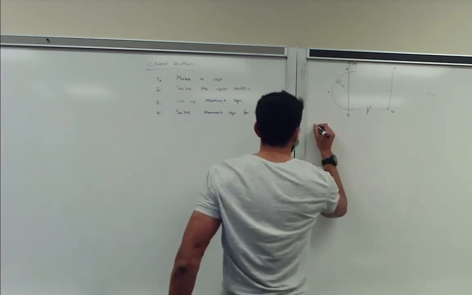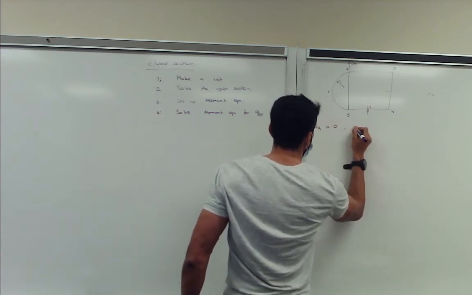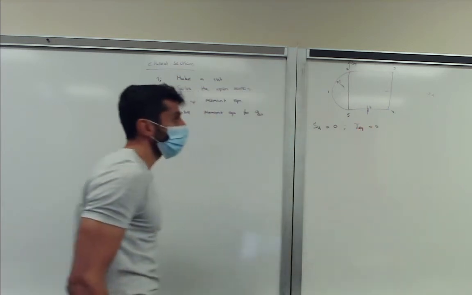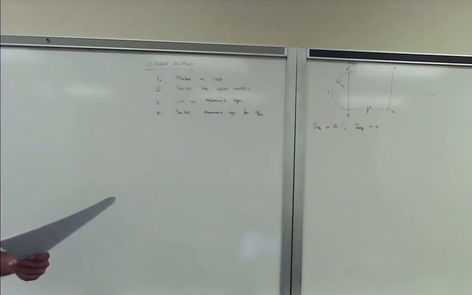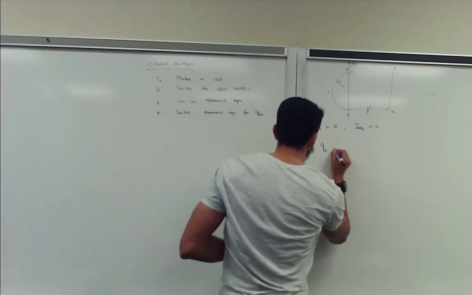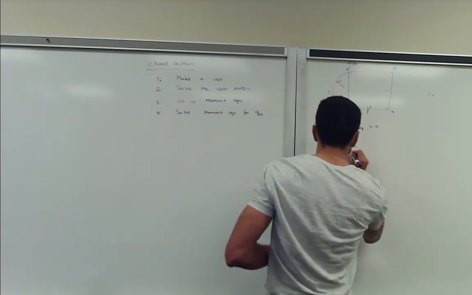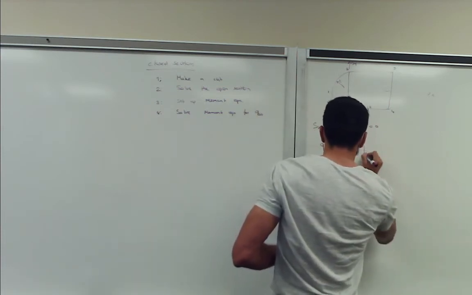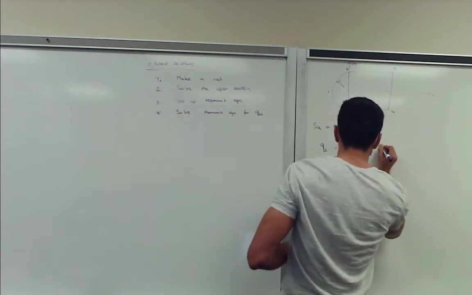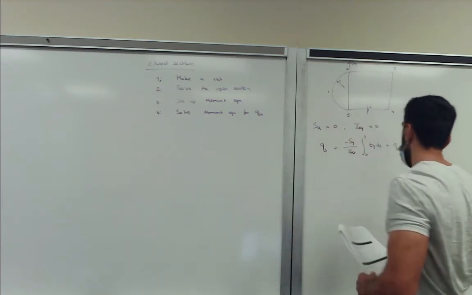So what we have now is Sy given, and we also know that it's symmetric, so Ixy is equal to 0. That's what we already get. So our shear flow becomes minus Sy over Ixx, the integral from 0 to s of ty ds, plus qs0, which is our correction shear flow.